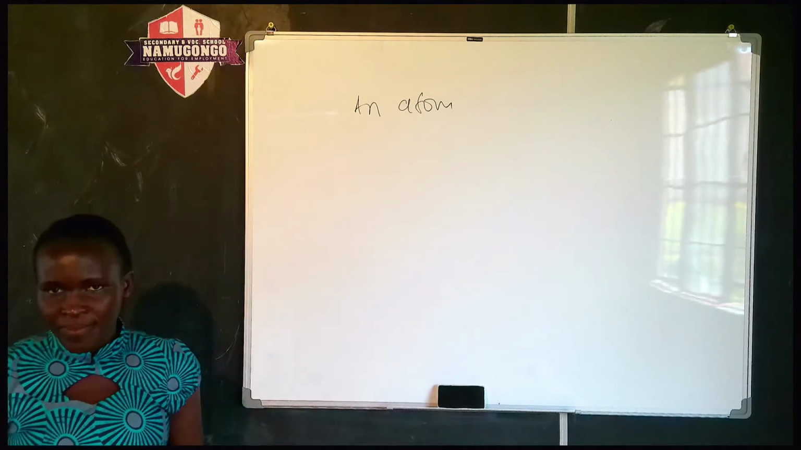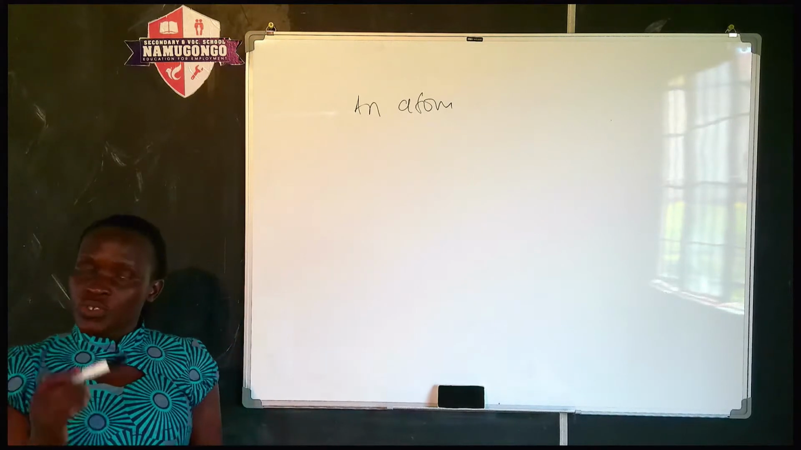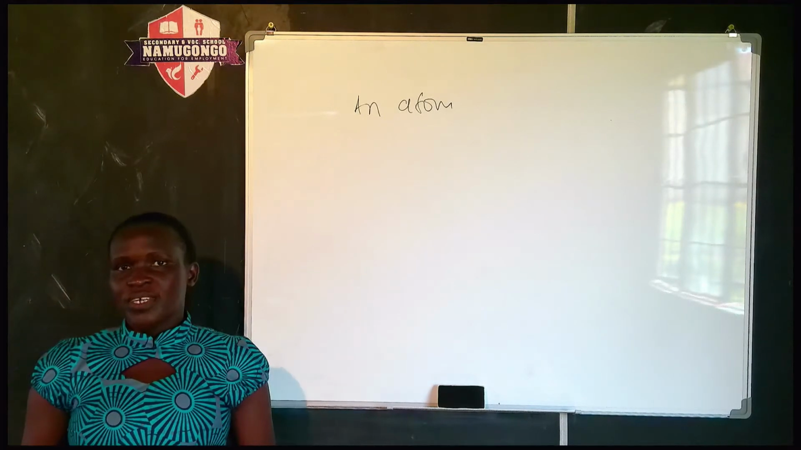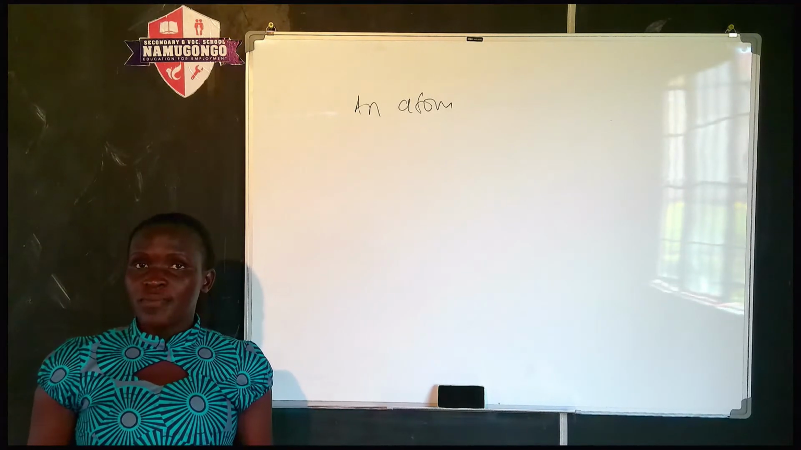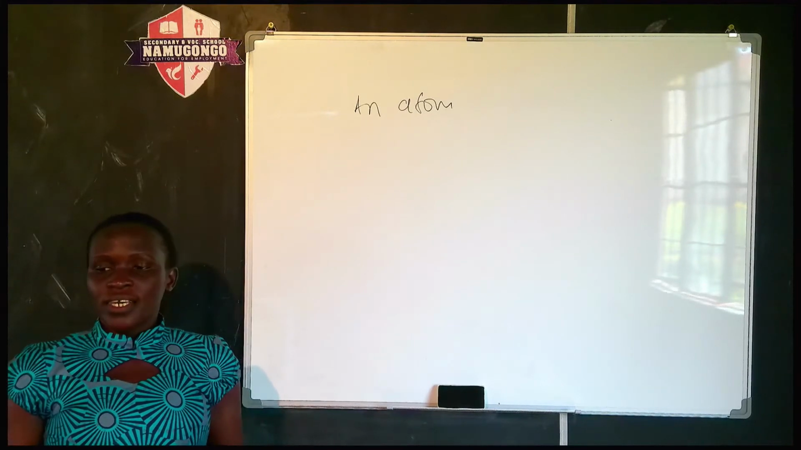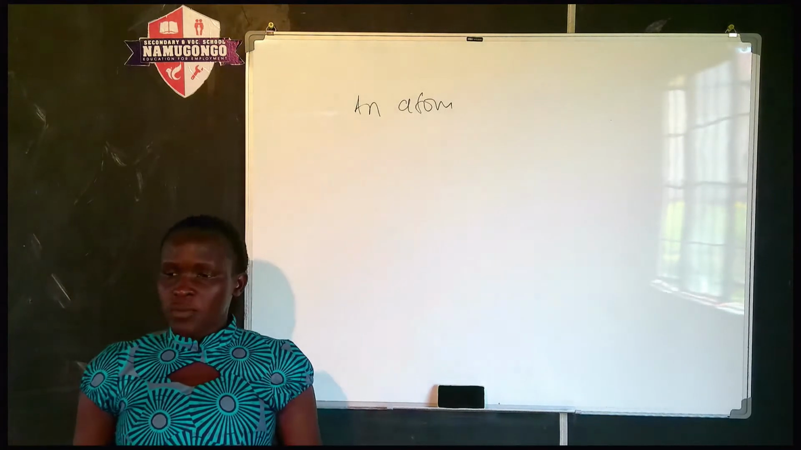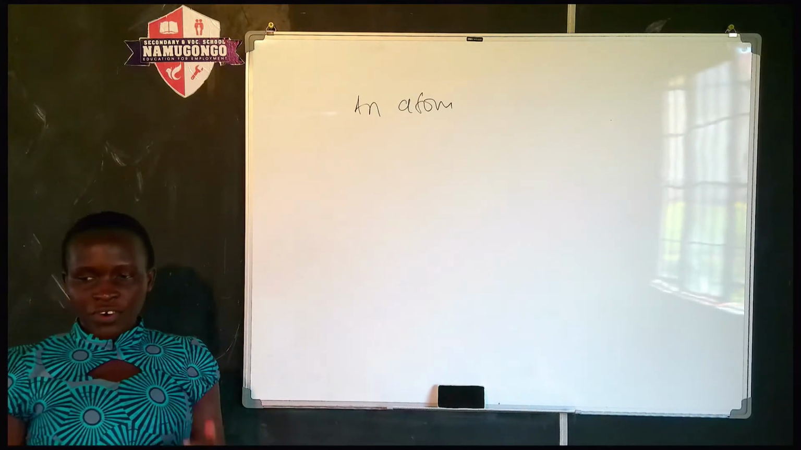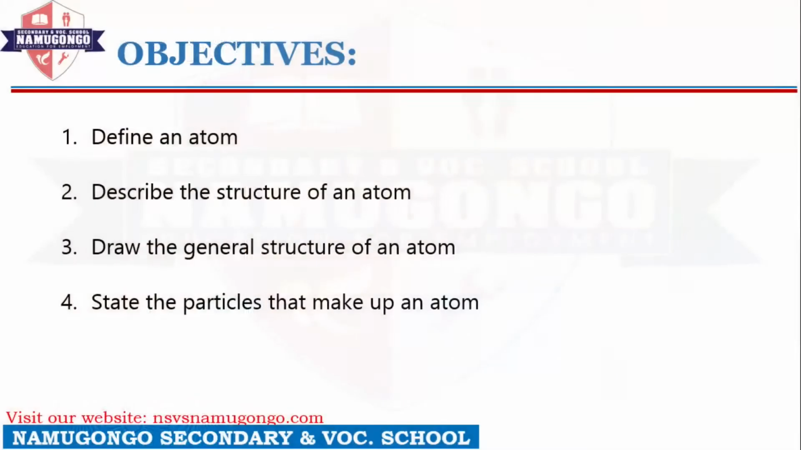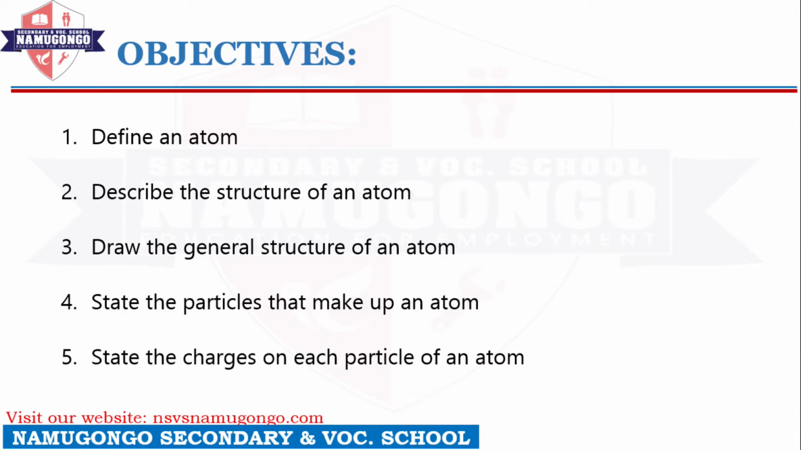Our first objective in today's study is to define an atom. Our second objective in today's lesson will be to describe the structure of an atom. In our third objective, we should be able to draw the general structure of an atom. Our fourth objective for today's lesson is to state the particles that actually make up an atom. And lastly, our fifth objective should be to be able to state which charges each particle actually carries in an atom.